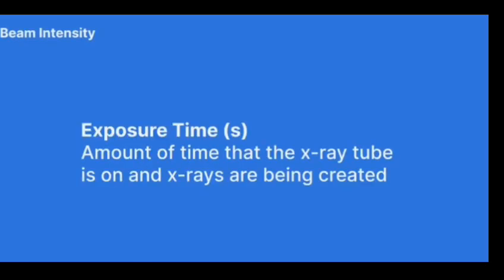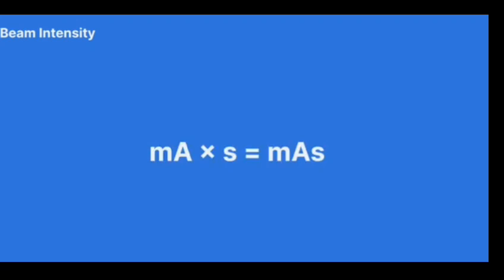The mA has important relationships with other exposure factors, especially exposure time. The exposure time refers to the amount of time that the X-ray tube is on and X-rays are being created. The product of the mA and exposure time in seconds is called the mAs. The mAs is an important factor influencing the intensity, that's the quantity, of the X-ray beam. Usually an operator sets the mAs rather than setting the mA and time separately.